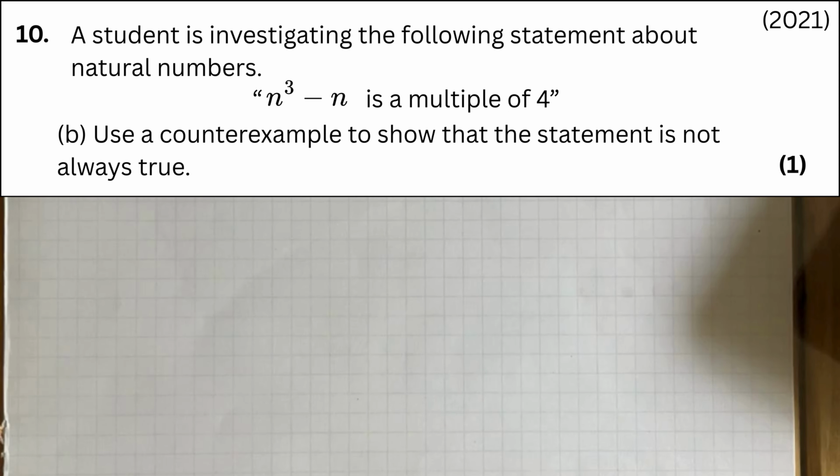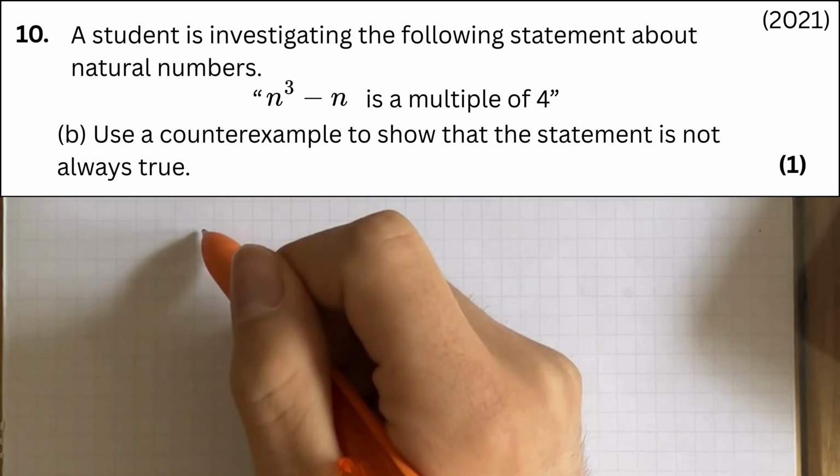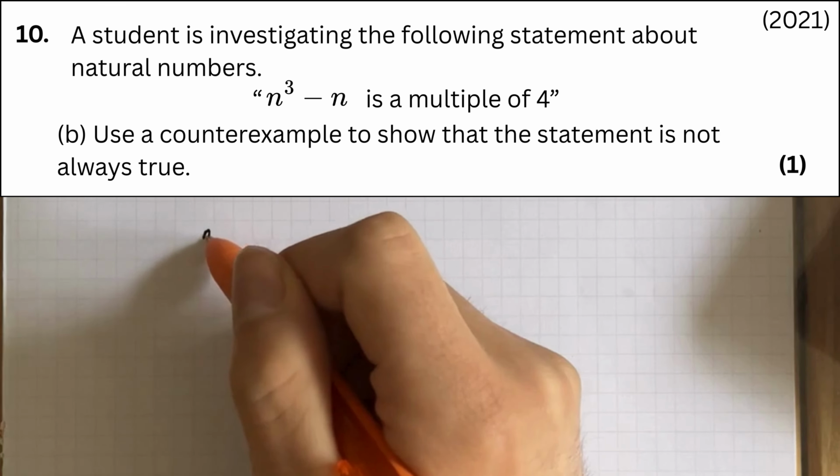For this next one, a student is investigating a statement because they clearly don't have anything better to do. They say n cubed minus n is a multiple of 4. Again, this is a part B, so the counterexample is just worth 1 mark. We just need to find one that doesn't work. In part A, you had to prove this statement was true for odd numbers. So in part B, it makes sense to try an even number.